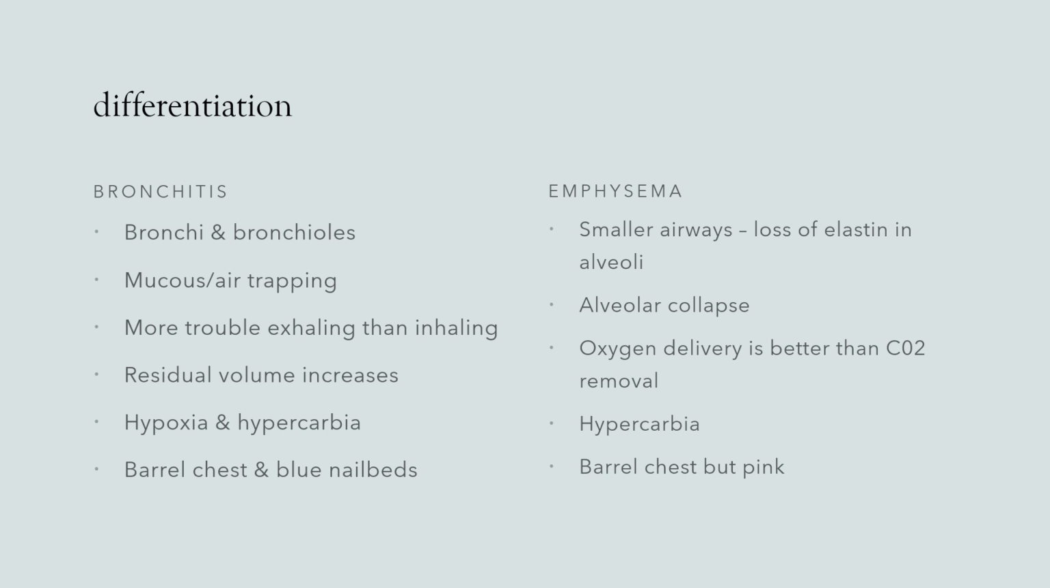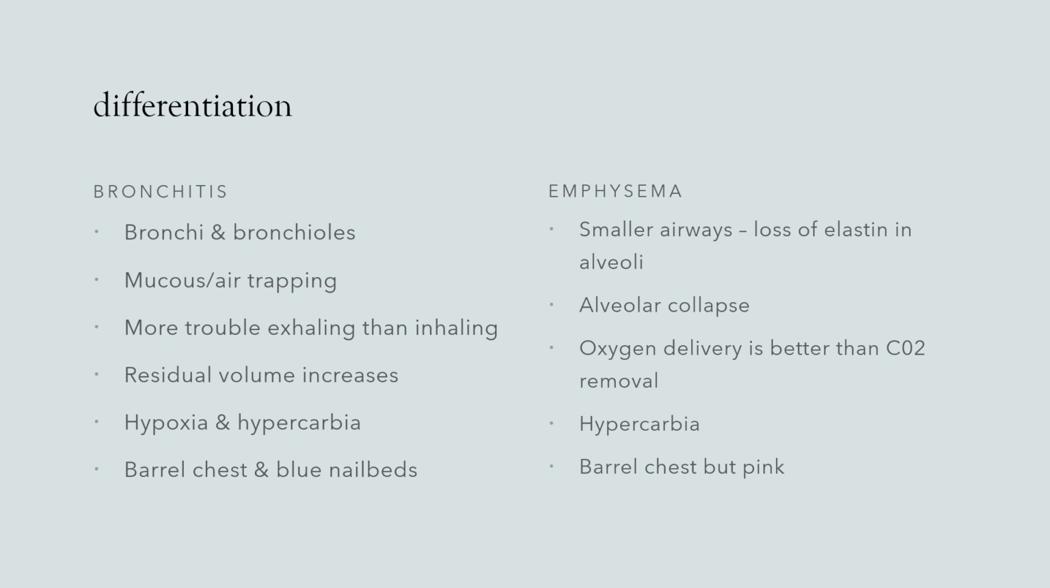In bronchitis, we see hypoxia and hypercarbia. These patients develop a barrel chest, so remodeling, reshaping of the lung because it's a chronic condition. And because they're hypoxic, you will see blue nail beds, so cyanosis.